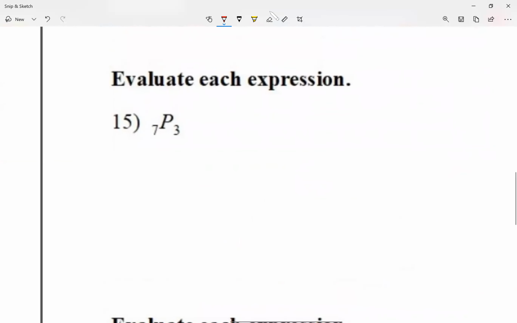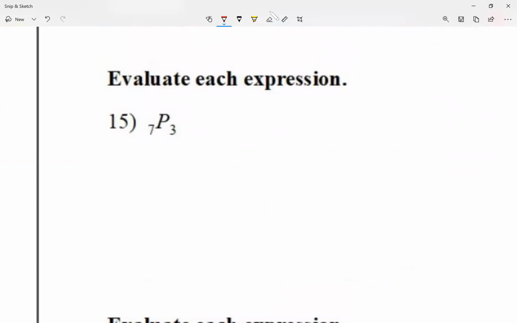Then we talk about permutations when order does matter. 7 permutation 3 is basically 7 factorial over 4 factorial. The 7 is basically my first number, and the 4 is because I subtracted those two values.